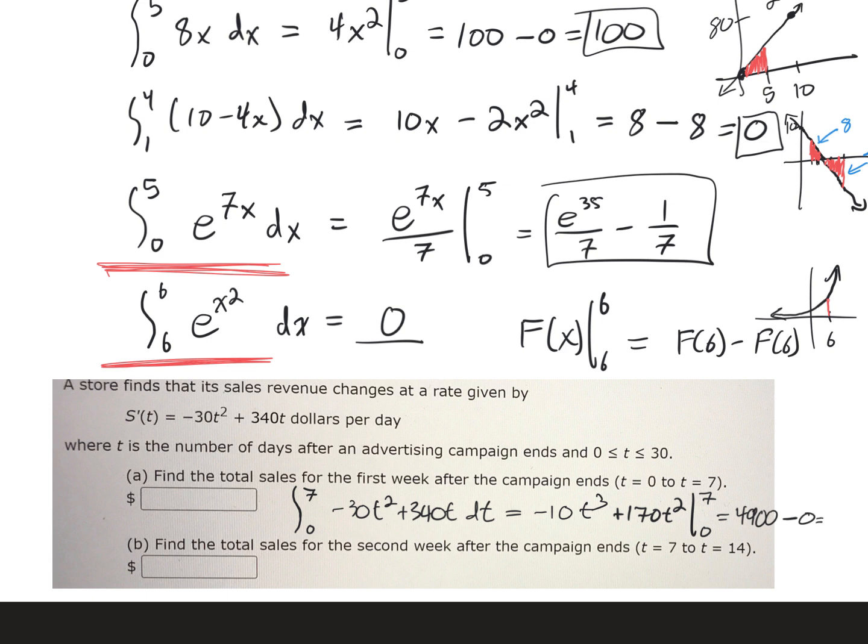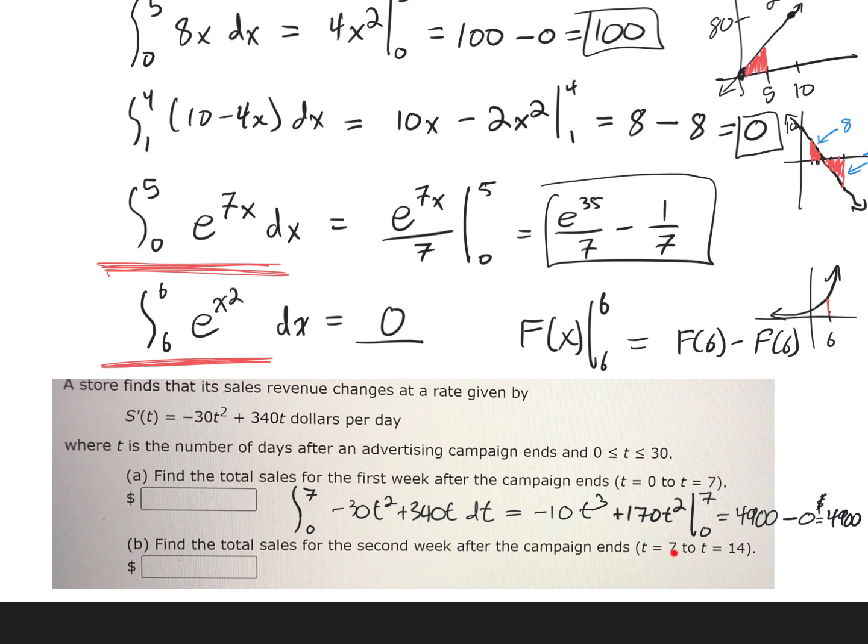So what do we have? We have 4,900 minus 0, which is just 4,900. All right, so what does this mean? The total amount of sales that accrued during those 7 days would be equal to $4,900.